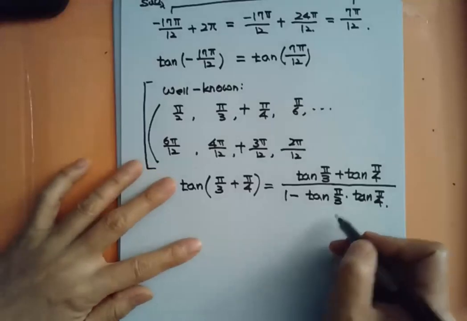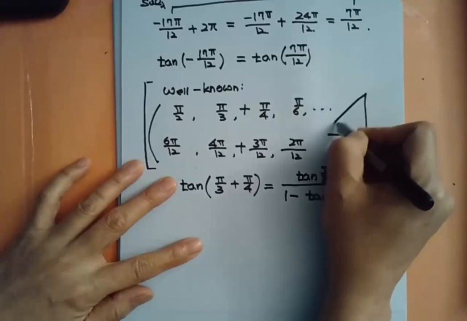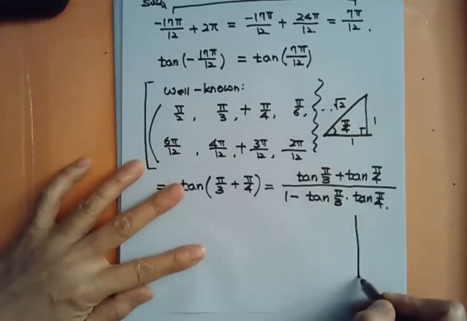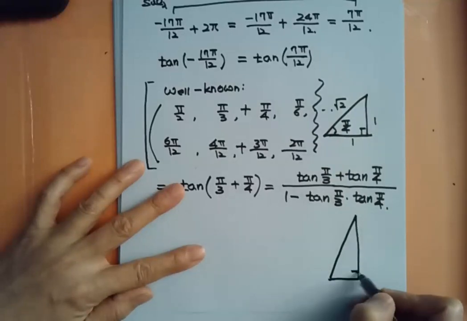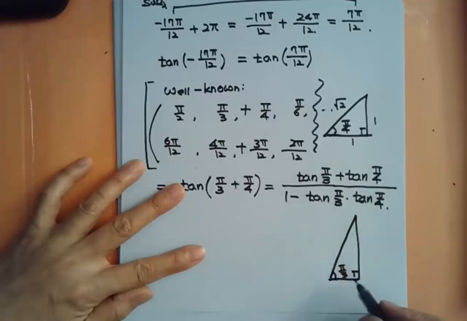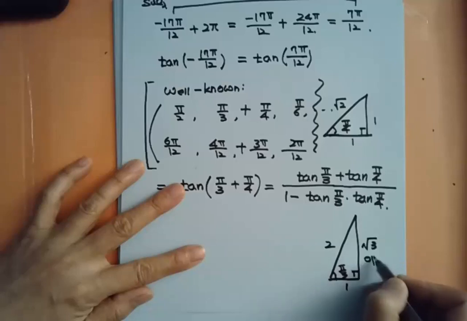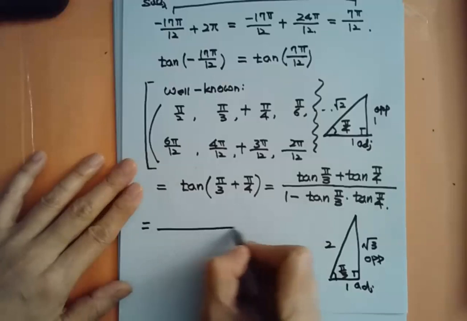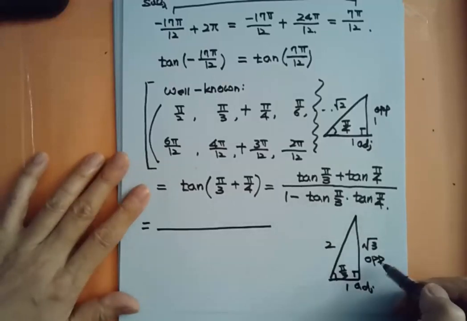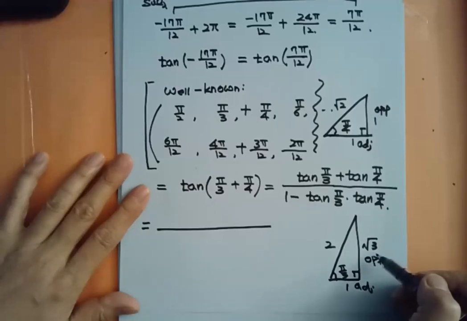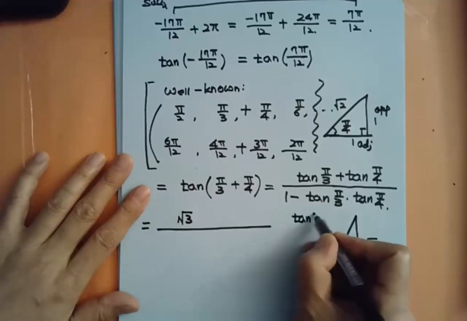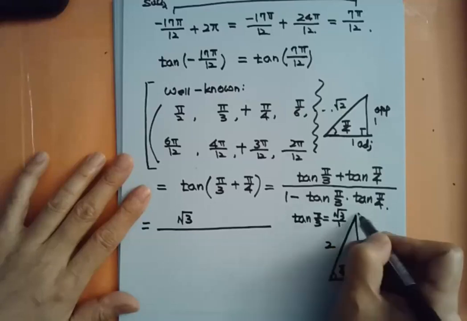So we are considering the tangent value. So we will draw the triangle. The involved triangle must be 45, 45, 90 degree, 30, 60, 90 degree. This time we are using pi over 3, so that angle is located here. This is opposite. This is adjacent. Tangent of pi over 3 is opposite over adjacent, which is what? Square root of 3, right? Square root of 3 over 1, which is square root of 3.